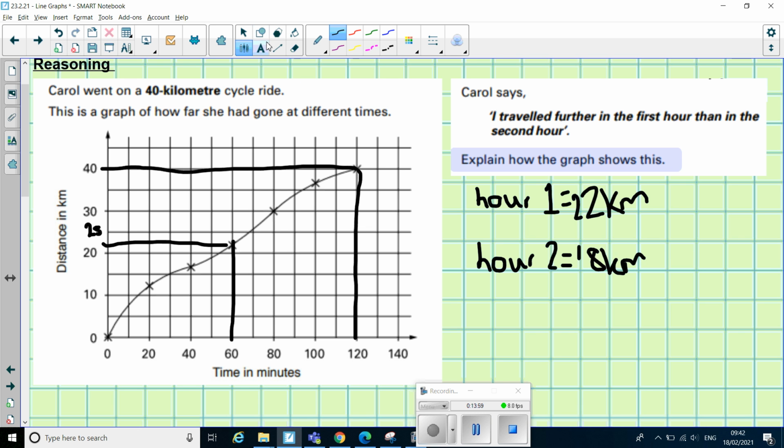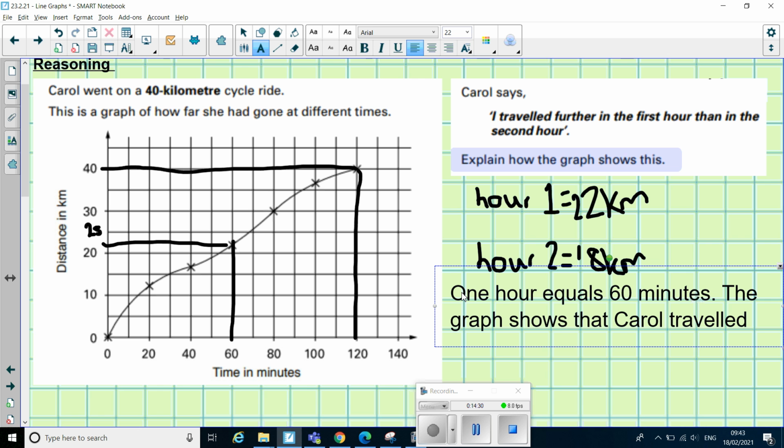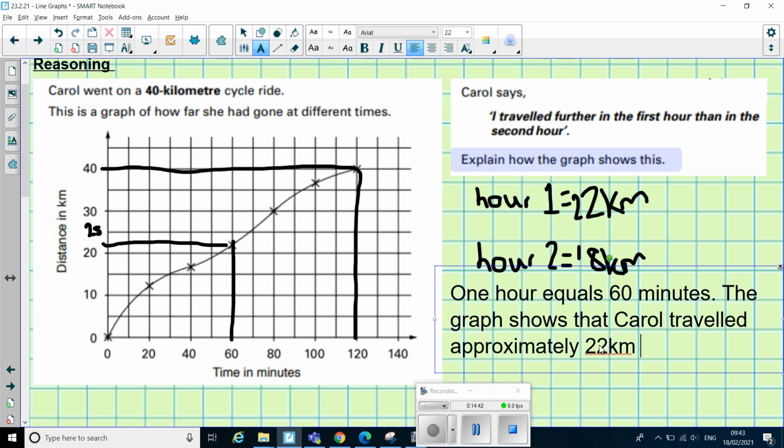Okay, in terms of a reasoning answer then to explain my thinking, let's have a go at doing that. So I've done the working out, and we've got to explain how the graph shows this. So first of all, I would say 1 hour equals 60 minutes. The graph shows that Carol travelled approximately, remember it's only an estimate when we're using a graph, approximately 22 kilometres in the first hour.